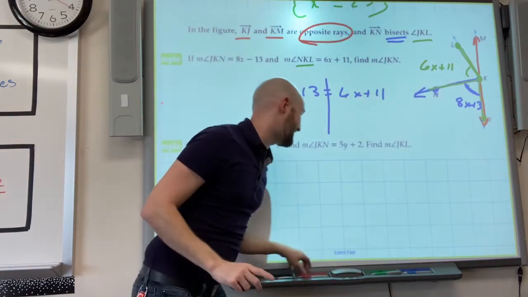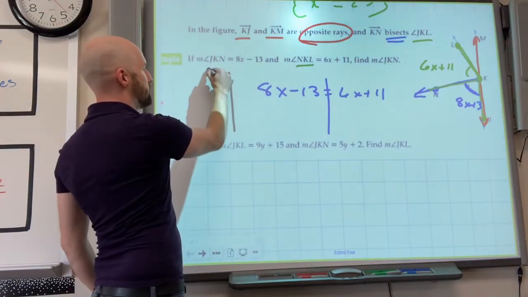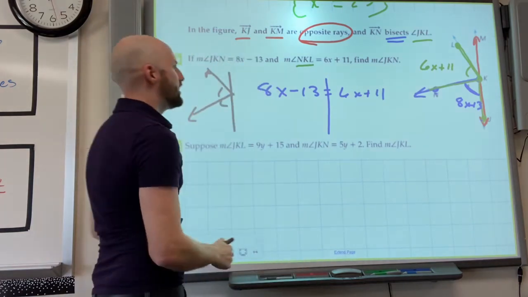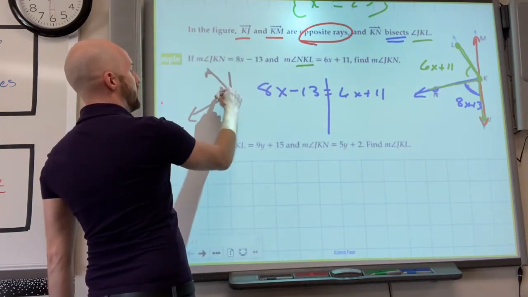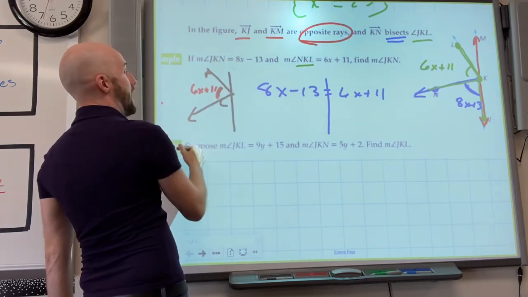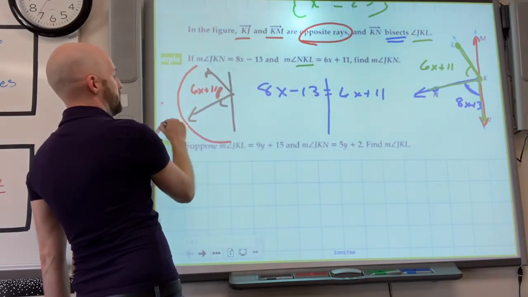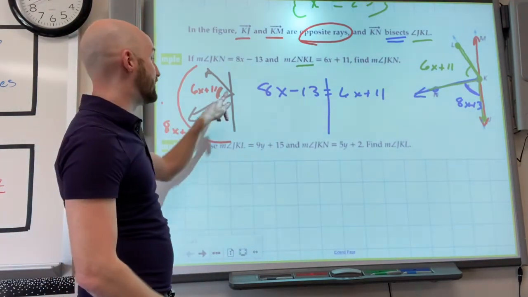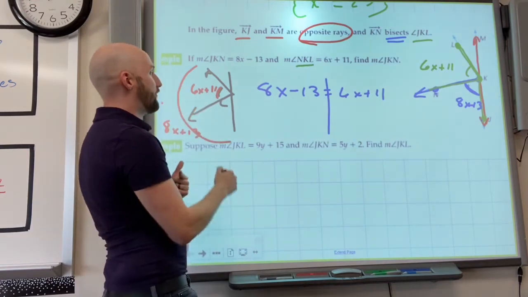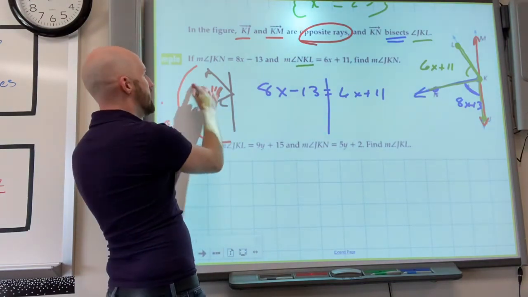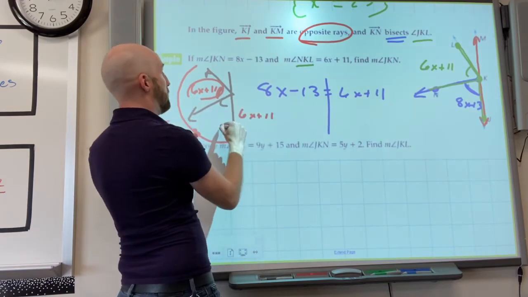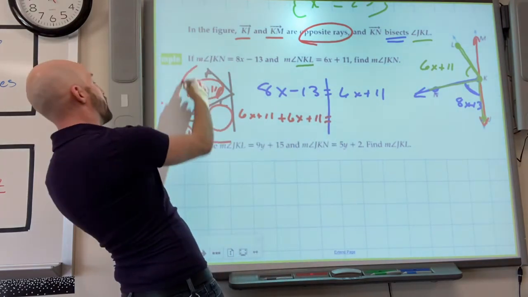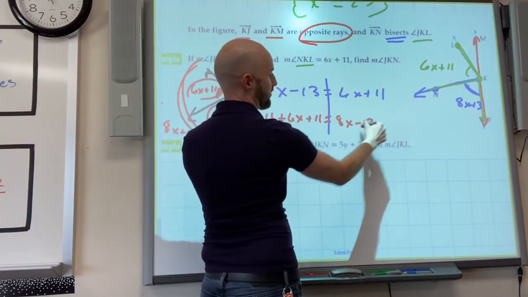But if they're being more sneaky, pre-AP geometry, they might have said this. They might have said, you know what? This one is 6x plus 11, and this one is 8x plus 13. Well, those are not the same as each other. Now, if it did still tell me that this bisected, what I would have to do is say, sneaky, 6x plus 11 plus another perfect copy of 6x plus 11 equals the whole thing, like 8x minus 13.